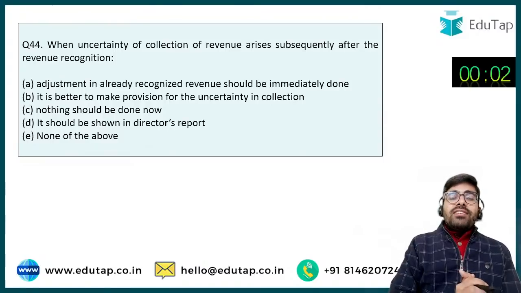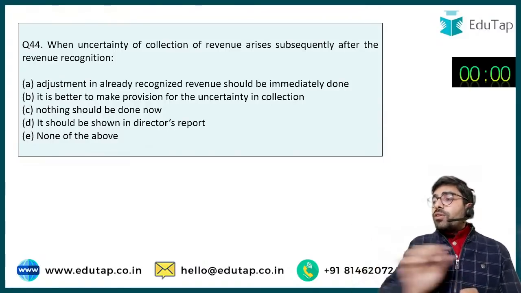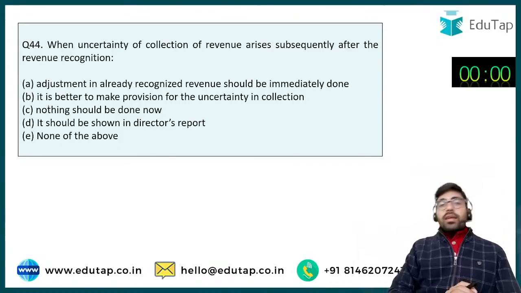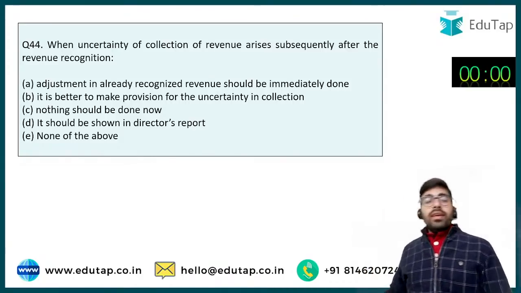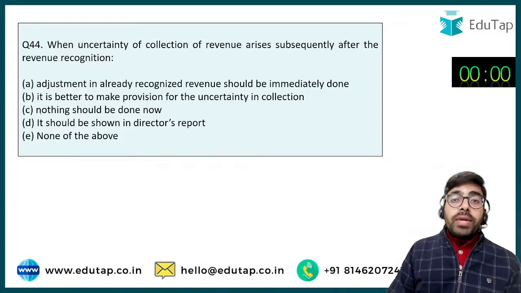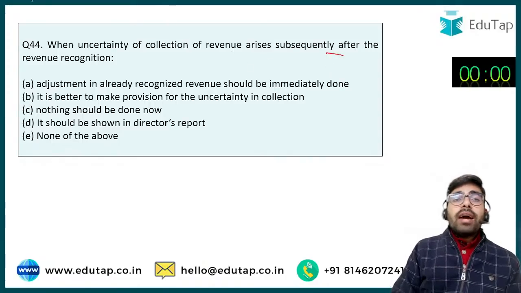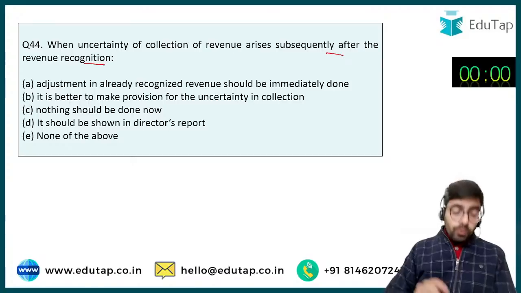चलिए फटाफट से इस क्वेश्चन पे आते हैं और लेट्स सी कि इफ उत्कर्ष इज एबल टू आंसर दिस वन. आई एम बेटिंग ऑन उत्कर्ष फॉर दिस आंसर. Let's see if Utkarsh is able to meet my aspirations. When uncertainty of collection of revenue arises subsequently after the revenue recognition, what should we do?